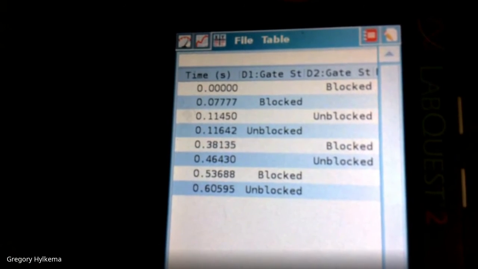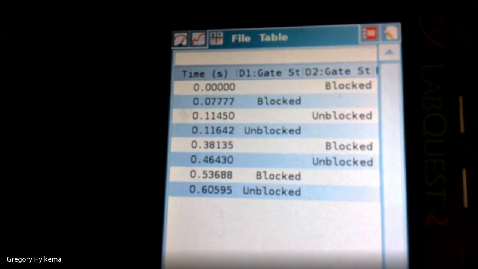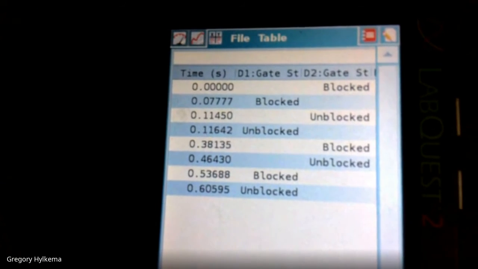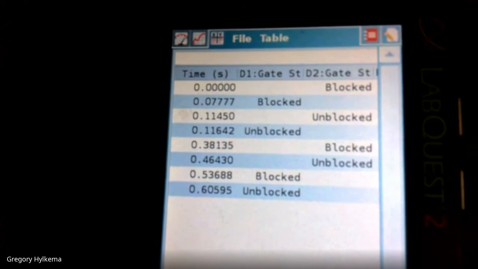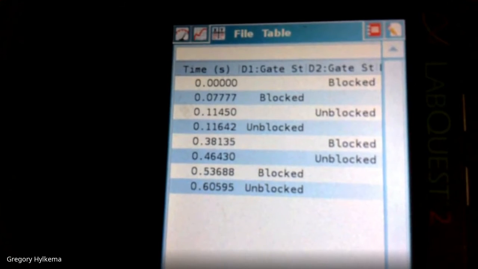As Mr. Thompson was just saying, pay attention to which of the gates you have, because the gray car is always going to be in the gate 2 column, and the green, or blue, car is always going to be in the gate 1 column.